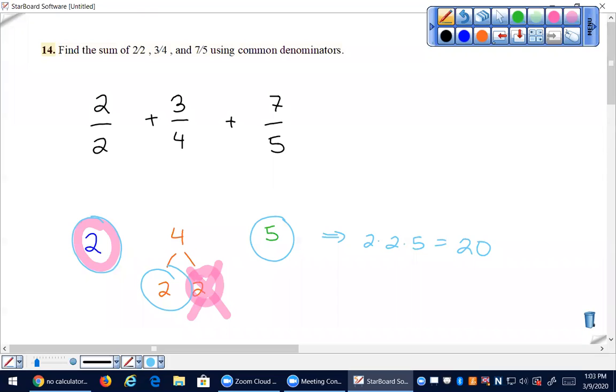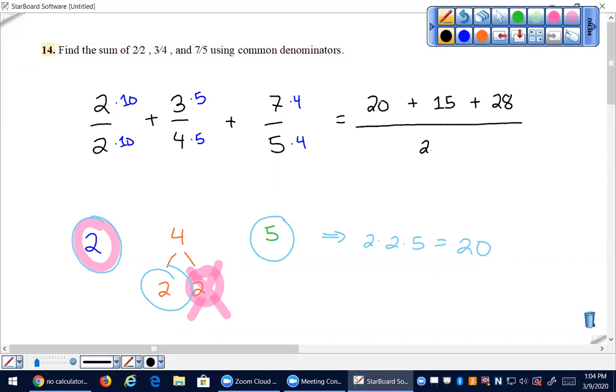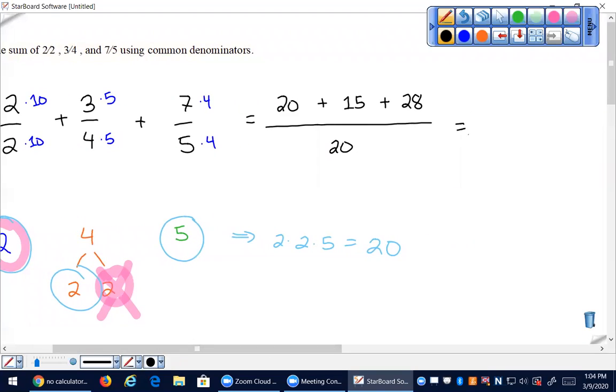Okay, how do I get to 20? Well, I need a times 10, top and bottom here, times 5 here, and a times 4 here. So that gives me 20 plus 15 plus 28 20ths. So that will be 48, 58, 53, 63, 20th. Did my mental math work?